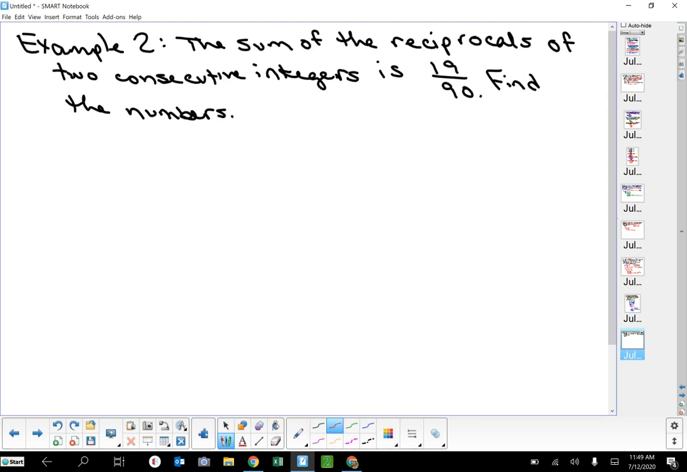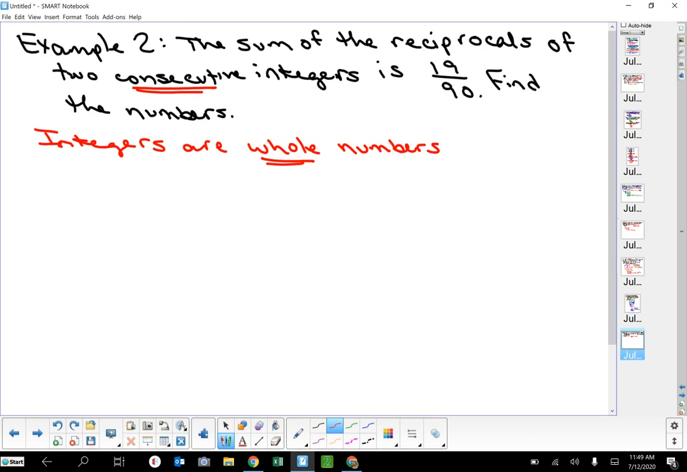Okay, well, here's a couple things you need to know. Integers are whole numbers. They can be positive, negative, or zero, but they're whole numbers. They are not fractions, okay? And if you have consecutive numbers, like 2 and 3 are consecutive, 11 and 12 are consecutive.